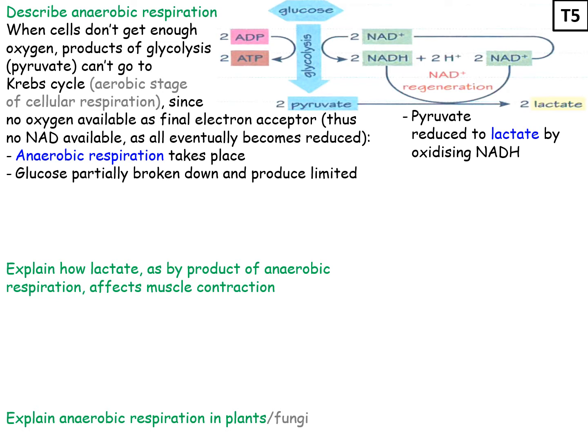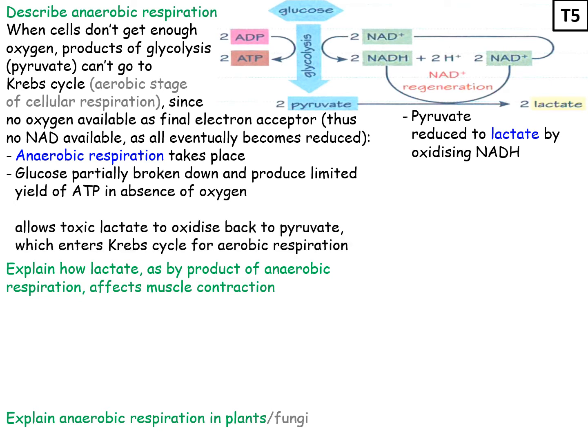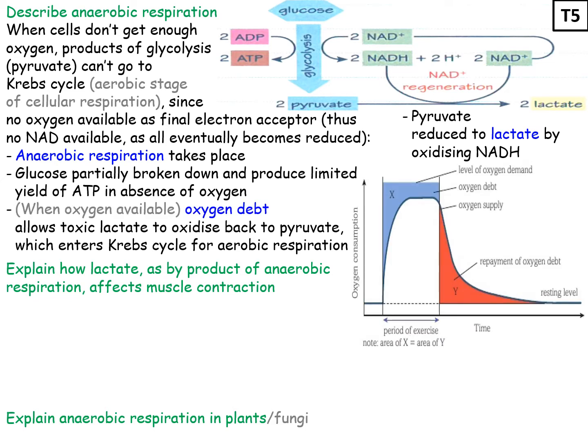Glucose is partially broken down, and this produces a limited yield of ATP in the absence of oxygen for anaerobic respiration. The toxic lactate is oxidized back to pyruvate, which can then enter the Krebs cycle for aerobic respiration when there is oxygen available. The amount of oxygen that is required to break down the lactate so that it can be oxidized back to pyruvate is known as oxygen debt. This occurs when oxygen is then available.